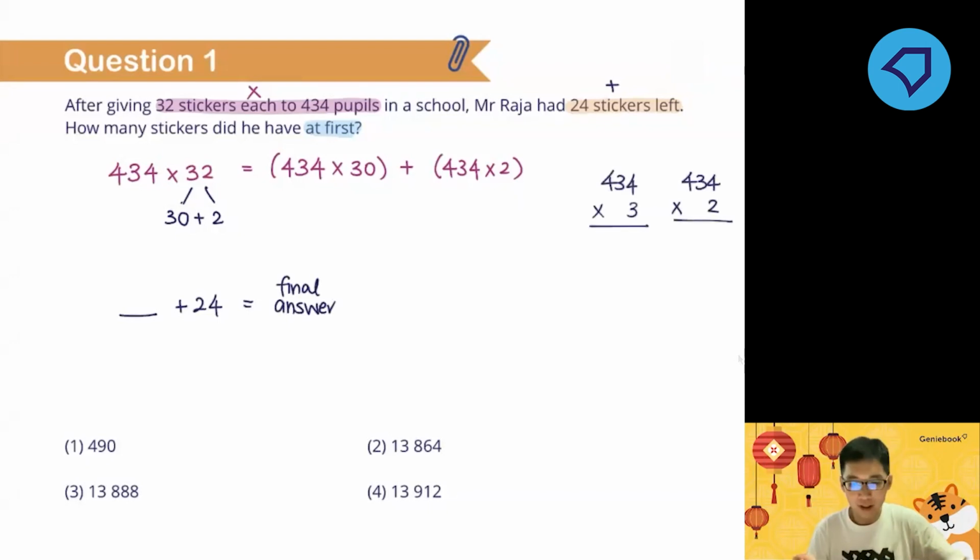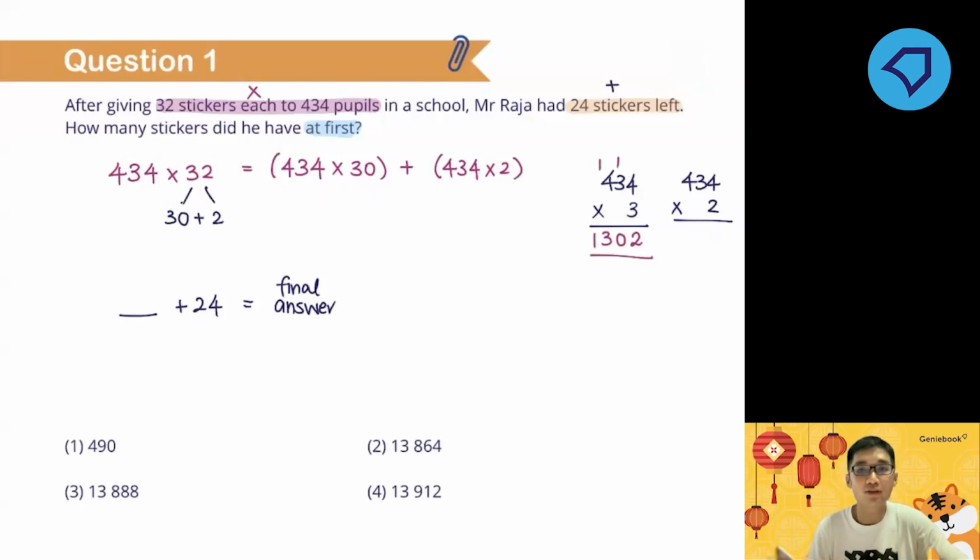All right. Okay, so let's start with the multiplication of 434 by 30. To solve this part, we can start by multiplying 434 by 3 first. Let's take a look at the workings here. 434 multiplied by 3. 4 times 3 is 12, so I bring up the 1. 3 times 3 is 9, 9 plus 1 is 10, so I bring up the 1. Lastly, 4 times 3 is 12, 12 plus 1 is 13.